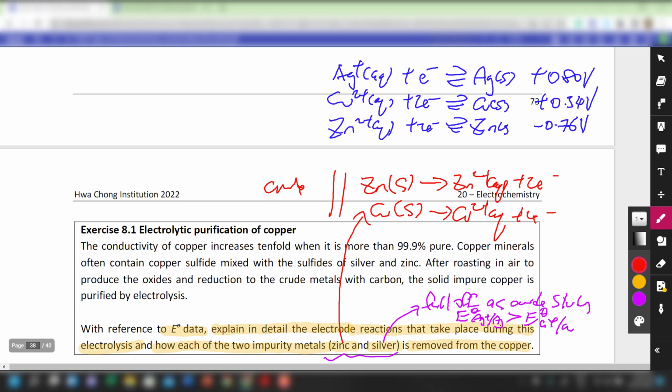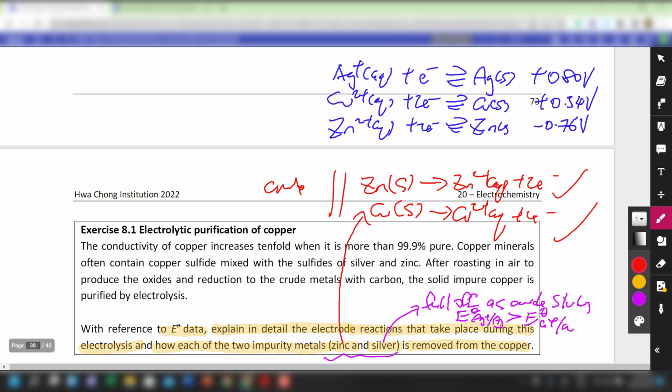This is no choice. Okay, why is that the case? Because the reduction potential of zinc to zinc 2+ is more negative than that of copper to copper 2+. So any metal more reactive than copper will also be oxidized, so no choice. These are the two reactions that are taking place at the anodes.